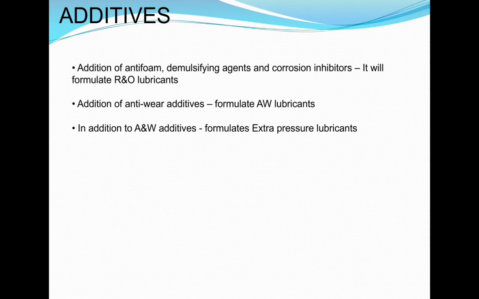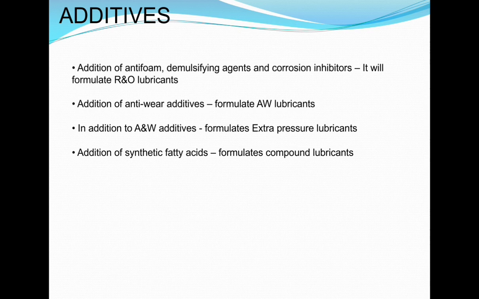Third type is formulation of extra pressure lubricant. In extra pressure lubricant, we have to add extra pressure additives like fatty acids and anti-wear type additives. Fourth one is the formulation of compound lubricants. In this type of lubrication, we have to add synthetic fatty acids. And you see the process of creation of fatty acids from acetyl through the action of enzyme. So this is basically the process for the formation of fatty acids.